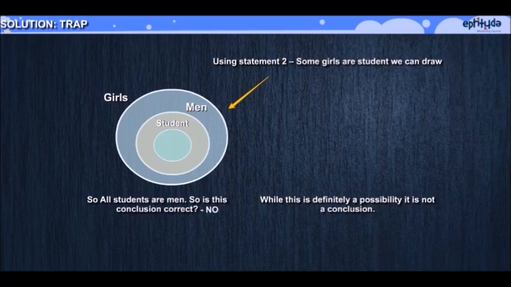Using this figure, students may say that the conclusion is valid as all students are men, and we have not violated any of the 2 statements given to us. This is the trap I was referring to. To avoid falling in the trap, always follow the 3-step approach. 3-step approach to crack syllogisms.